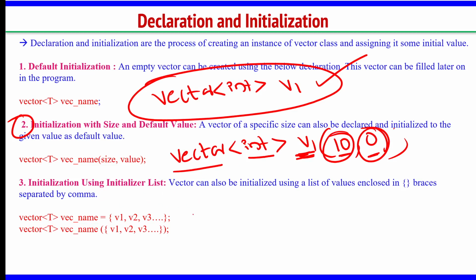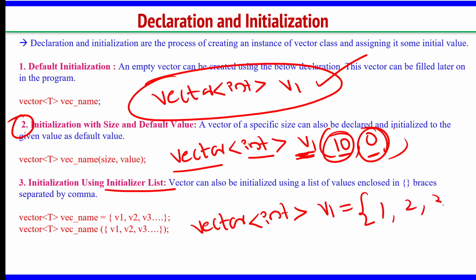Third one, if you want to assign values in the program itself using an initializer list, how do we do that? Same, vector of int, then the vector name v1 equal to, in flower brackets you can give 1 2 3 like this. Same as array, but in array you are giving size also. In vector we need not give size, just give the data type. Okay. Vector, the data type, variable name equal to flower brackets, you can give the values, right.